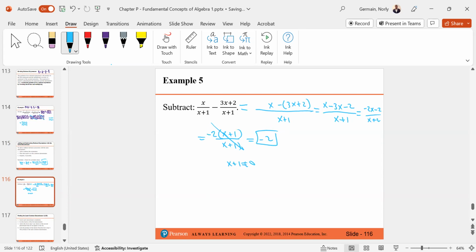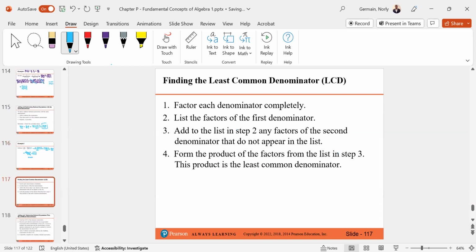That's a very simple example. But when you add or subtract rational expressions with different denominators, you need to find the least common denominator. Okay, least common denominator. We can gain insight into adding rational expressions with different denominators by looking closely at what we do when adding fractions with different denominators.